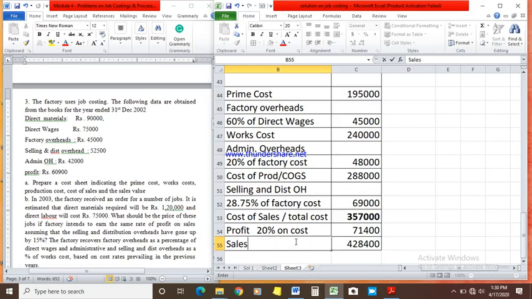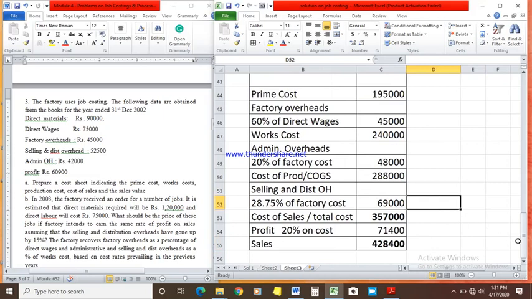So this is the selling price that we are supposed to be quoting, or that the job order in the year 2003 is going to fetch us, and hence we are ready with our solution.